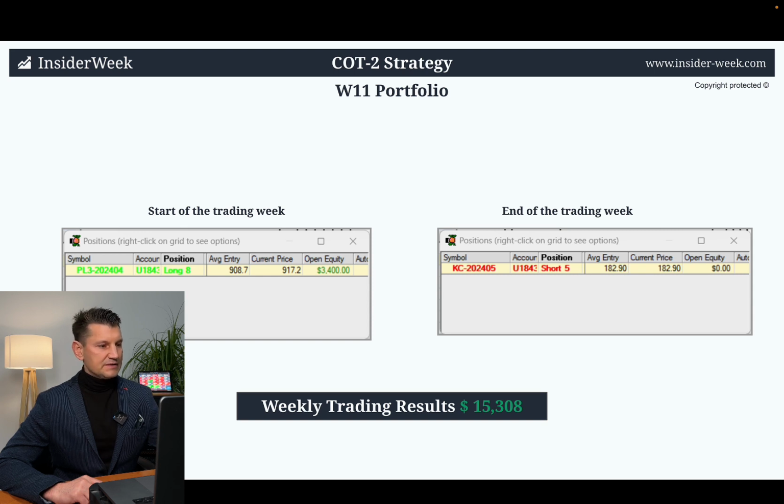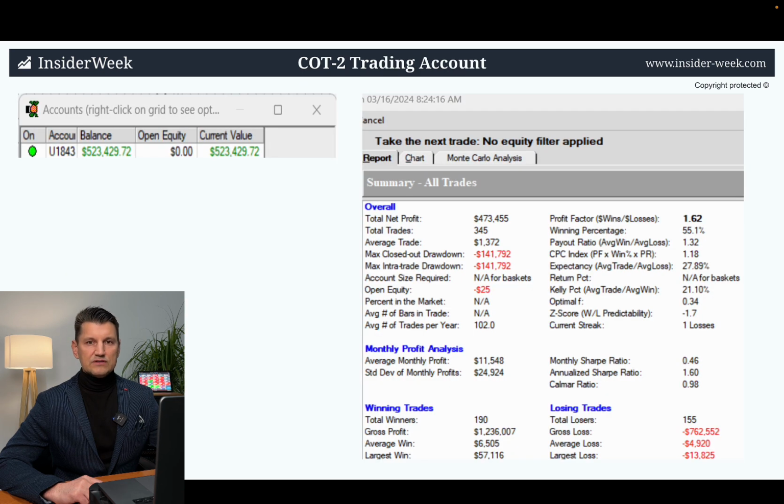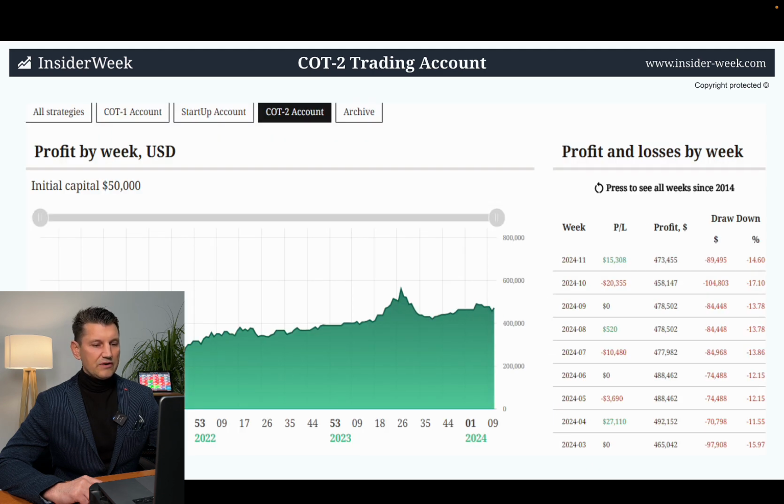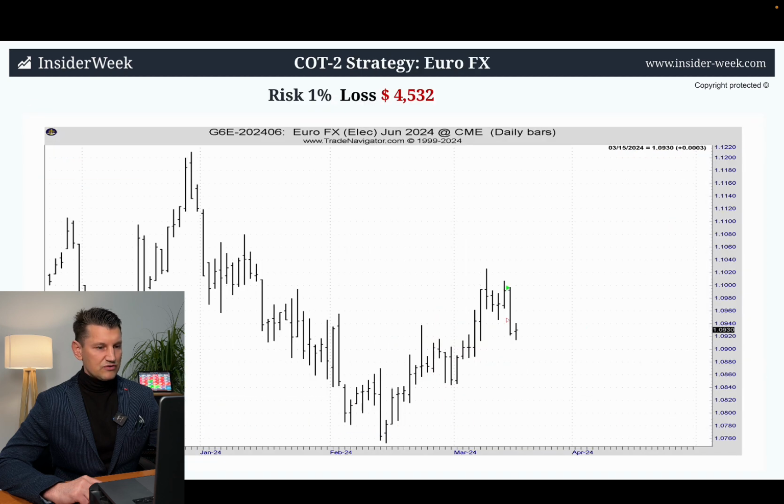Here you can see I started the last trading week with 1 open position. I was 8 contracts long in platinum, and I finished the week with a new position. I'm 5 contracts short in coffee. The account size of this trading strategy is $523,000. Here you can see the equity curve of this trading strategy.